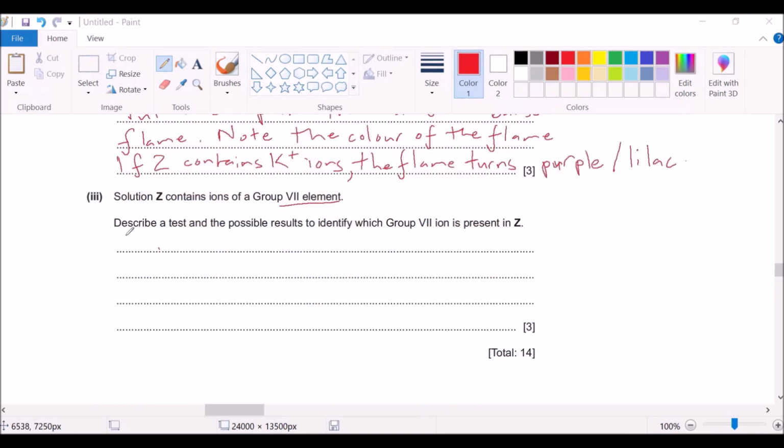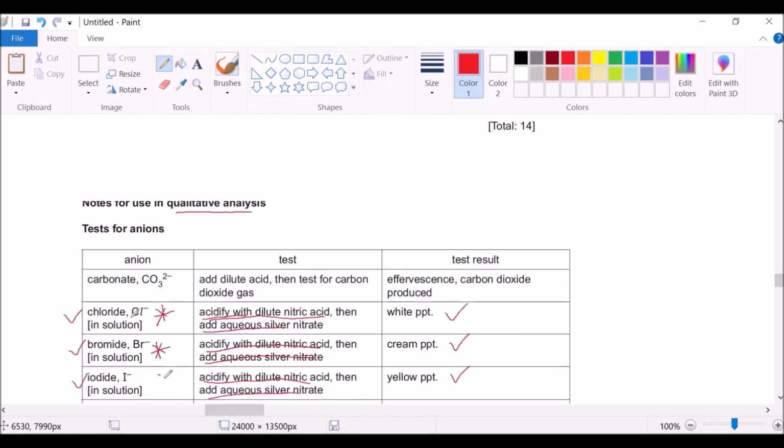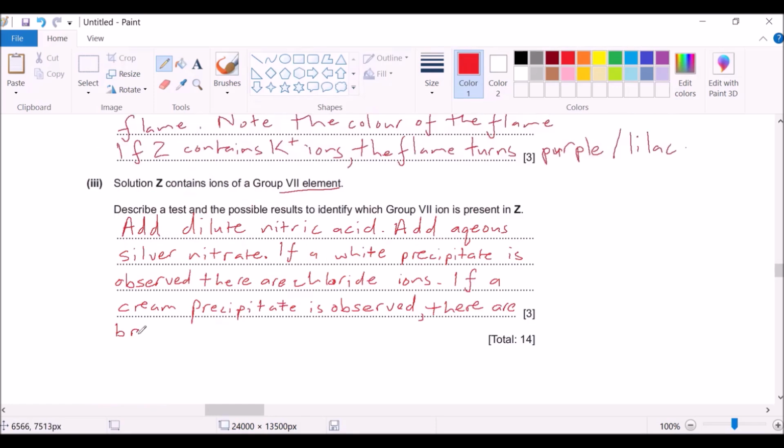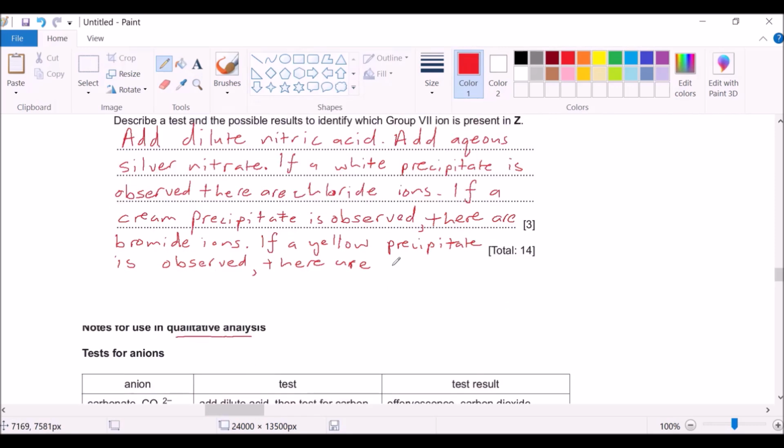So we can say add dilute nitric acid, then add aqueous silver nitrate. If a white precipitate is observed, then there are chloride ions. If a cream precipitate is observed, there are bromide ions. If a yellow precipitate is observed, there are iodide ions.